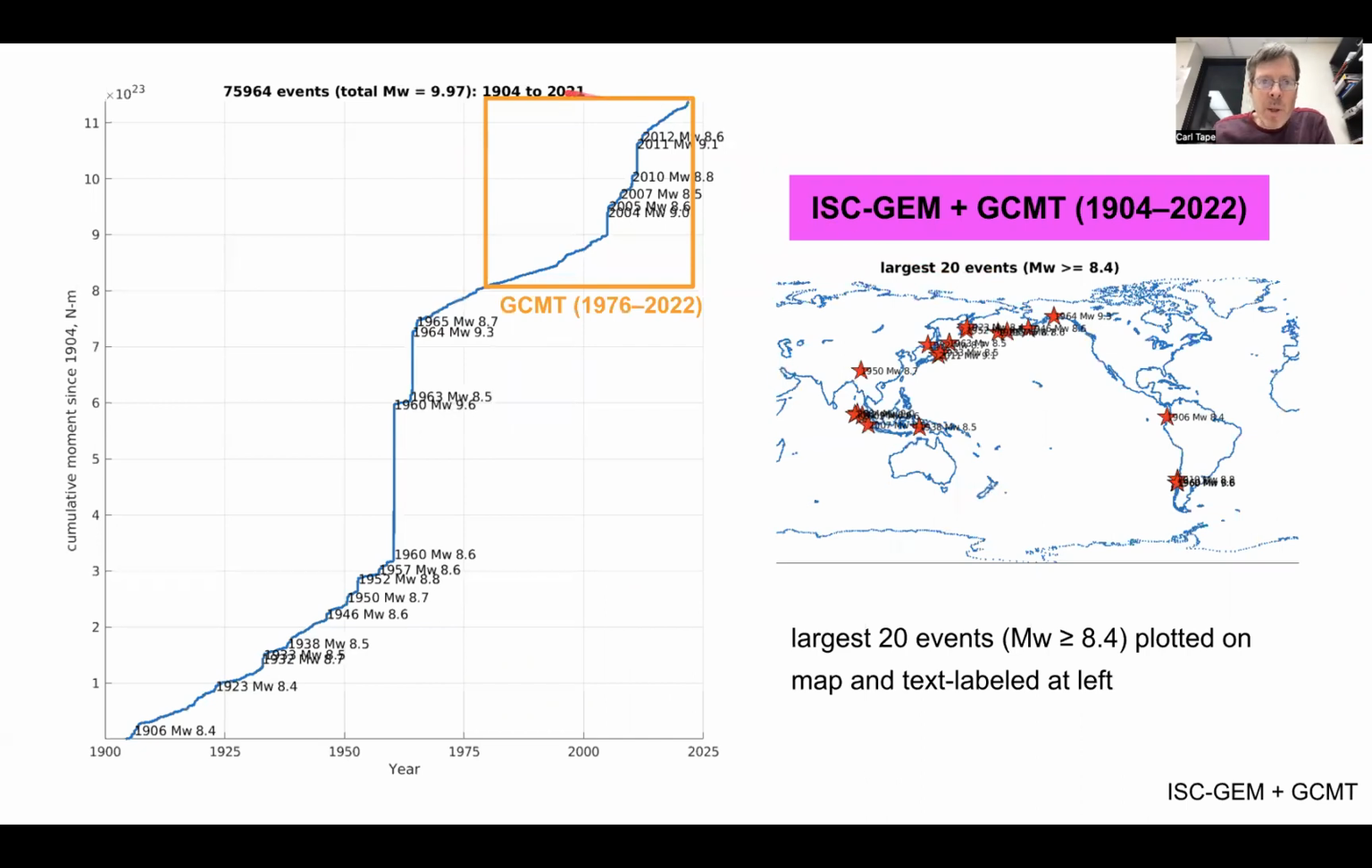Our previous plot from 1976 to 2022 can be seen up here, compressed toward the end. And now we're going to add in back to 1904 to see a much bigger picture, a longer record of earthquakes. And here's a new set of 20 events. Now the top 20 events are larger. These are 8.4 and larger. And we can see, again, they're in pretty similar places around the ring of fire, mostly associated with subduction.